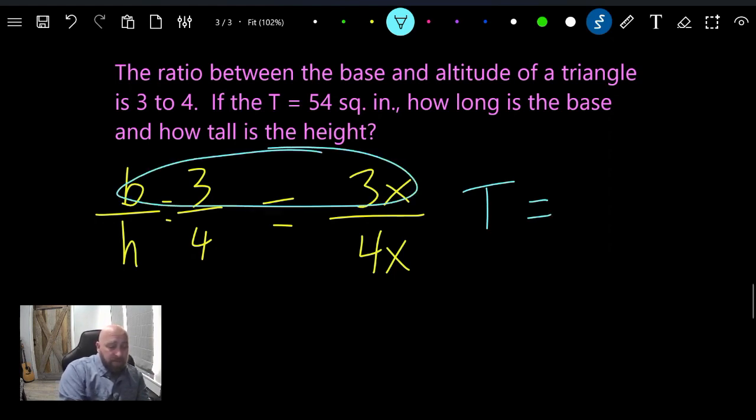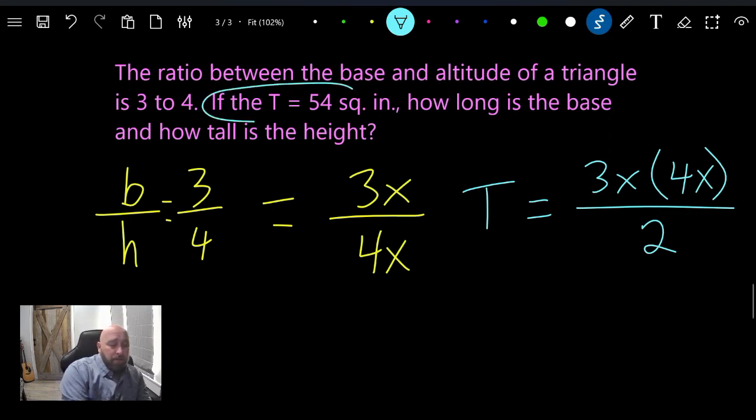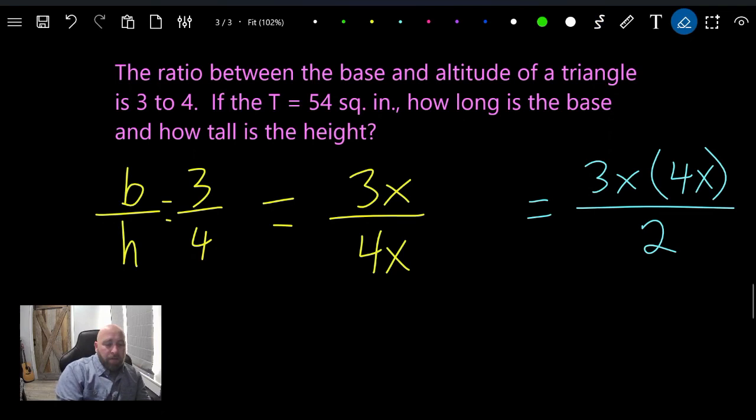We said this is the base, so our 3x is our base, times our height. We said our 4x is our height, and that's all going to be divided by 2. Okay, now if you look, it says right here, it gives us the information. It says that our area is 54 inches. So we can come down here, instead of t, we can actually put 54 inches squared.